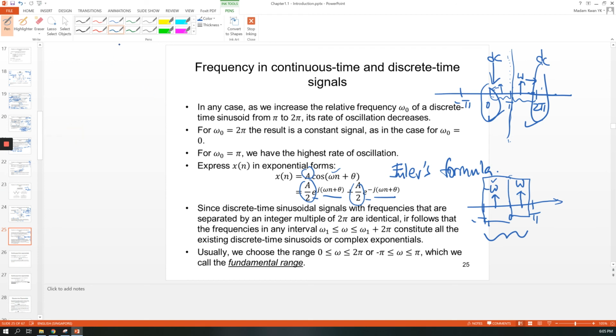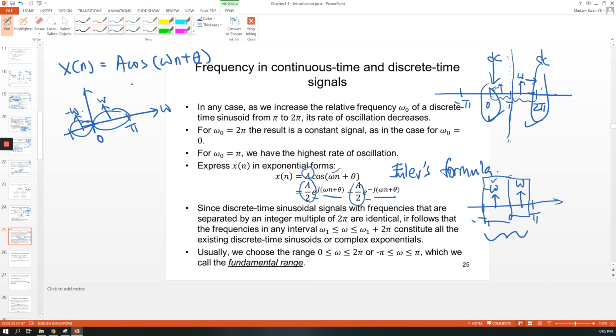In other words, let's say your x[n] is A cosine omega n plus theta. Probably when you draw the omega, you only care about 0 to pi and so on. So you have an omega here. But in fact cosine is symmetrical, so whatever is here will be reflected here also, at minus omega.